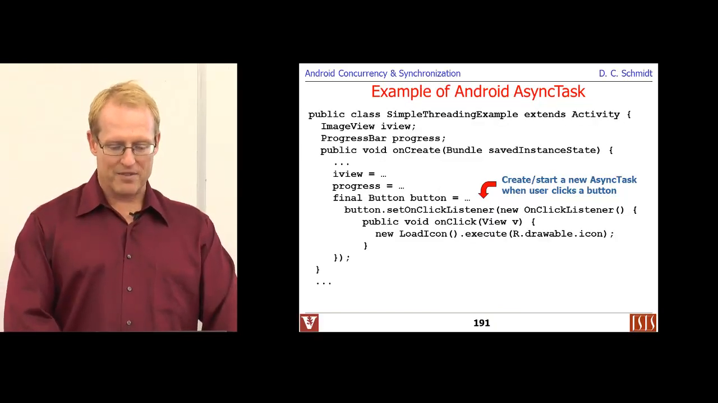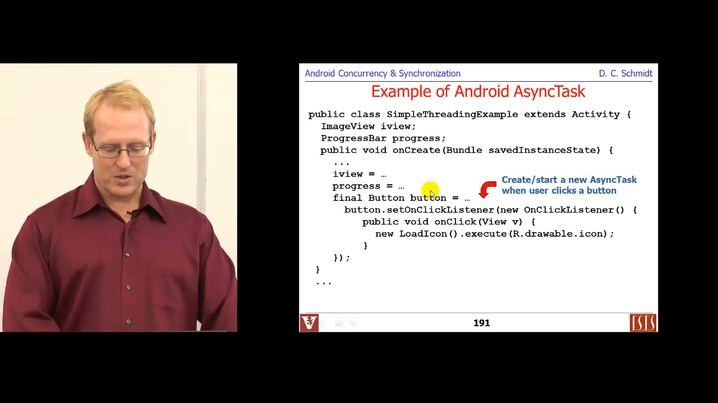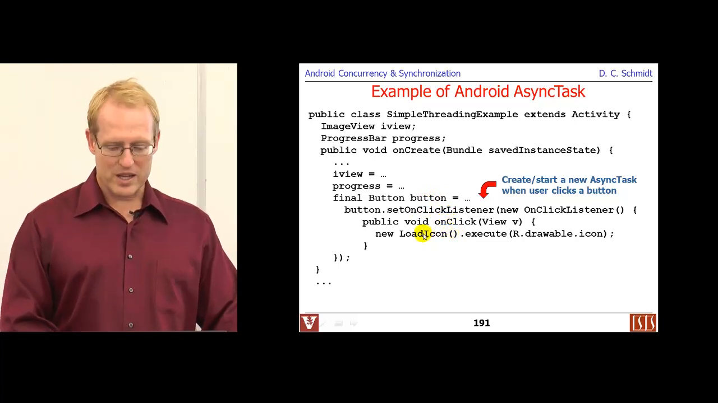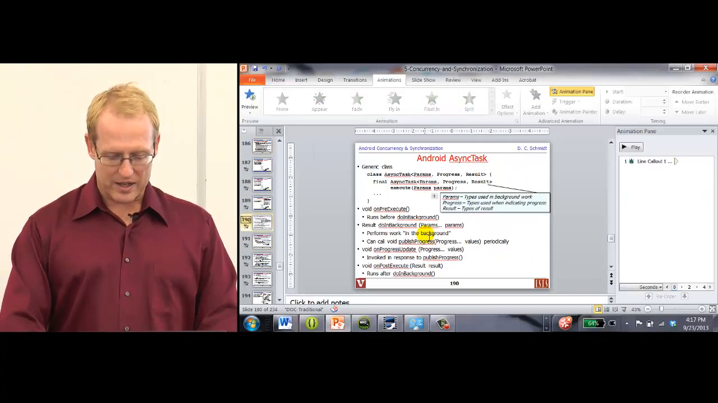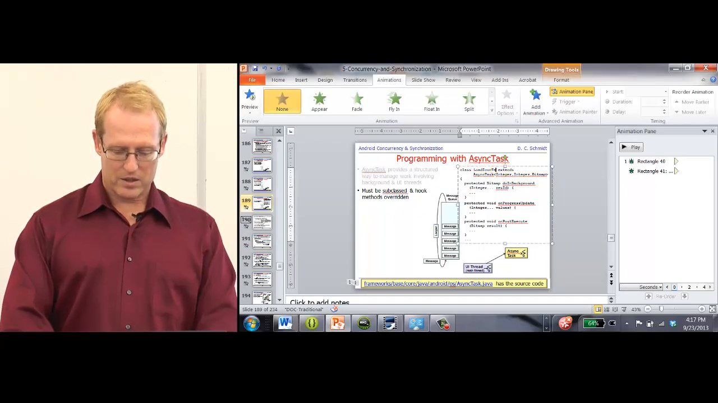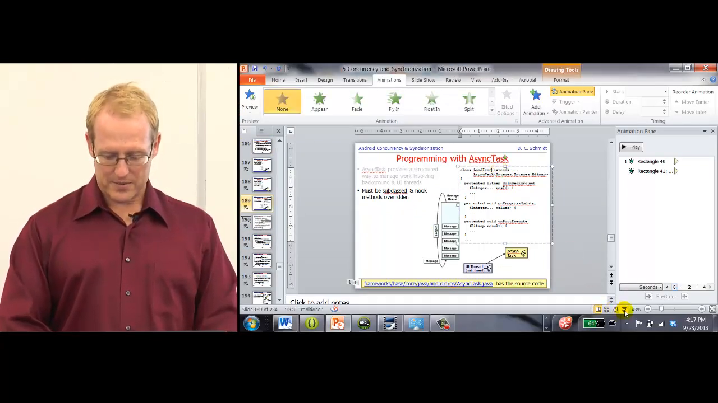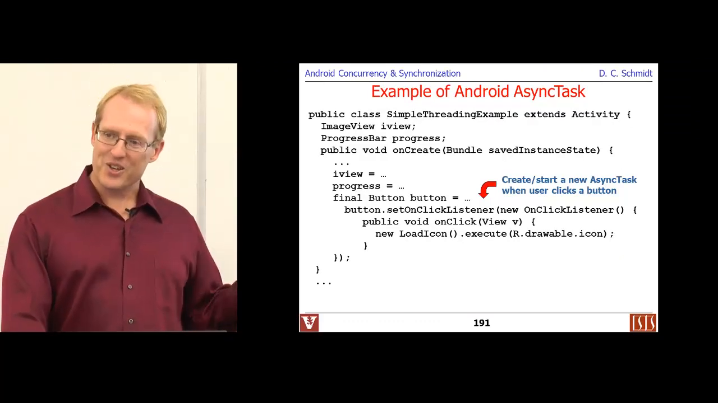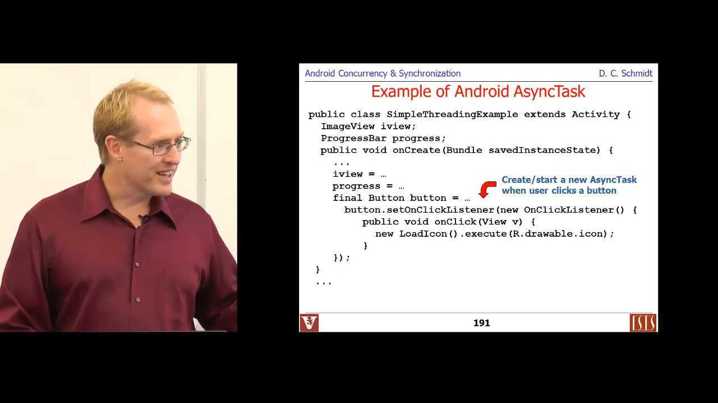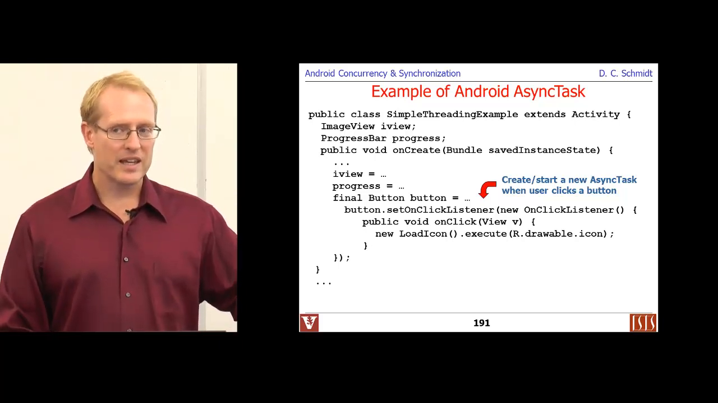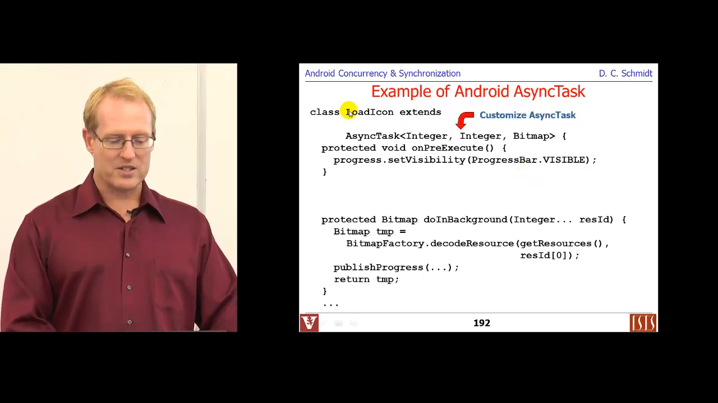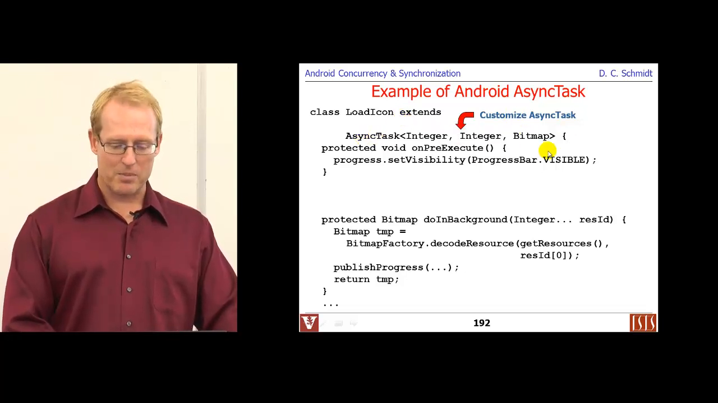Once again, we're going to have our onCreate method, and you can see what it does is it sets a click listener, and when this click listener is called, it goes ahead and calls loadIcon, which should actually be loadIcon, not loadIconTask. It does loadIcon.execute, and the execute is the hook into, it's the template method into the AsyncTask. And here's the actual AsyncTask. So LoadIcon is an AsyncTask that's customized for the parameters we need to be able to pass.